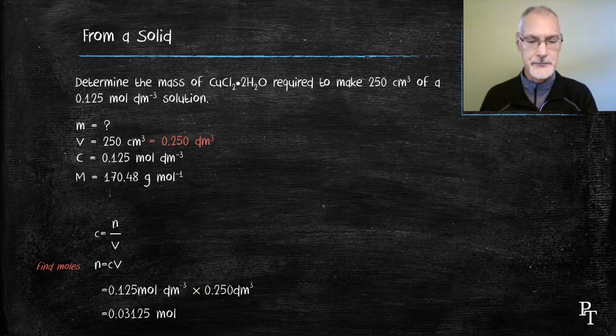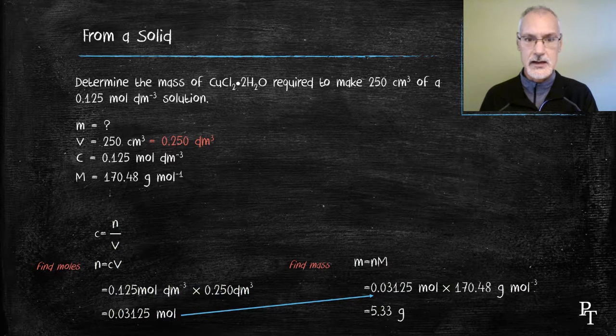Once I have the number of moles, I can figure out the mass with knowledge of the molar mass. And to do that, I can calculate the number of moles times the molar mass, which will give me the mass of my chemical. The moles cancel, giving me grams.